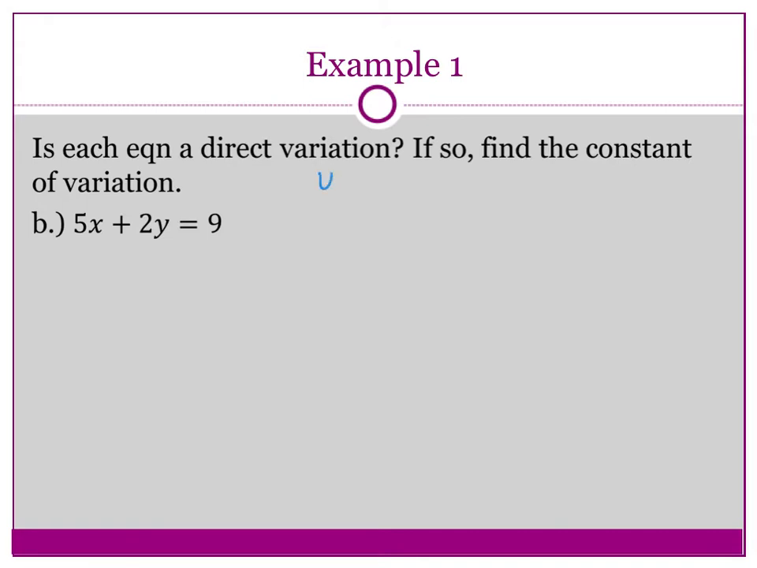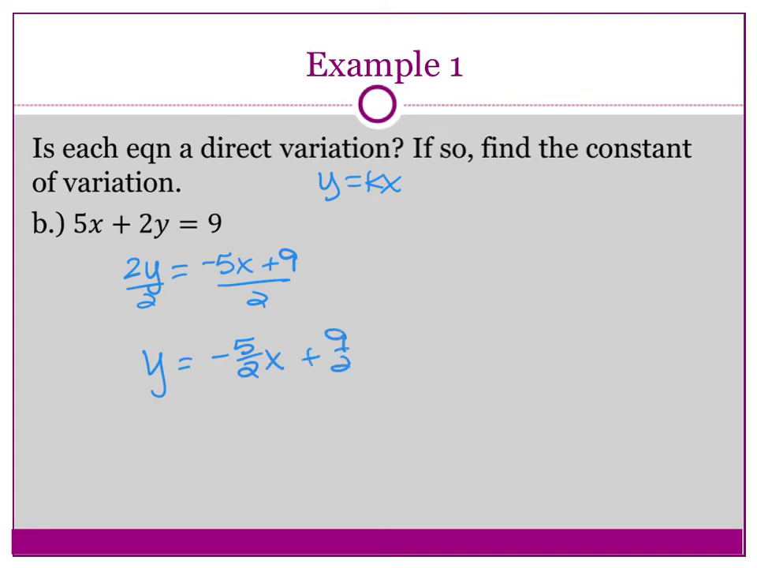So again, I'm looking for that y equals kx format. And when I solve for y, I subtract 5x, which gives me 2y equals negative 5x plus 9. I divide both sides by 2, and I'm left with y equals negative 5/2 x plus 9/2. Now, at the point that I don't have just y equals kx, I have this piece out here that's being added, I no longer have direct variation. So this is a big no, it is not direct variation.